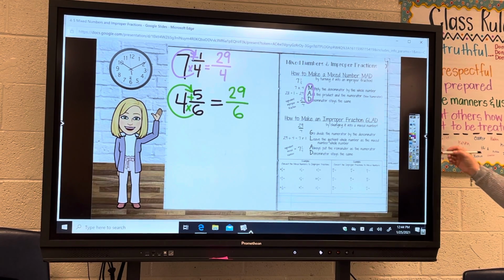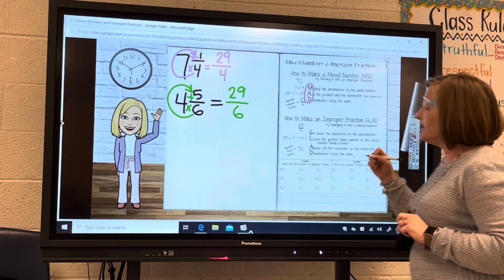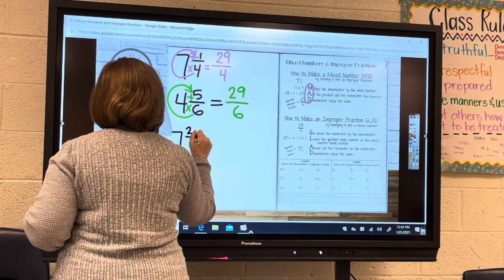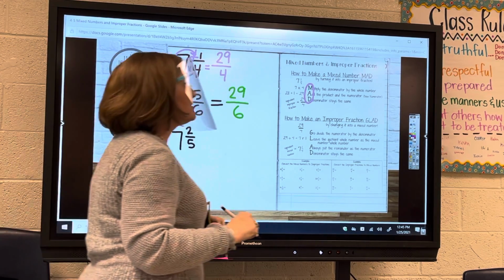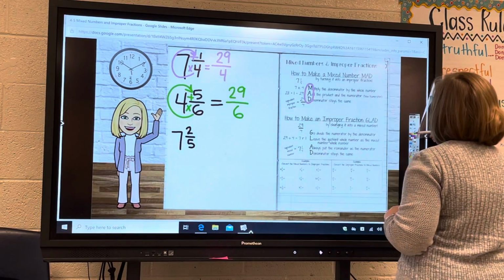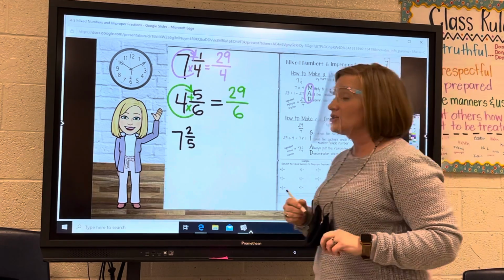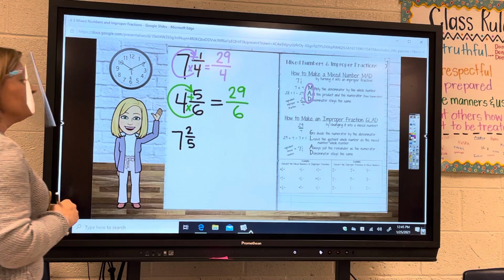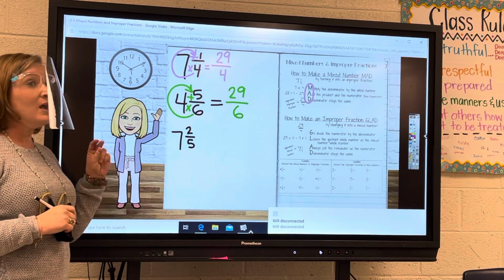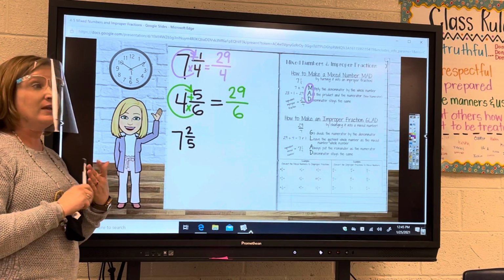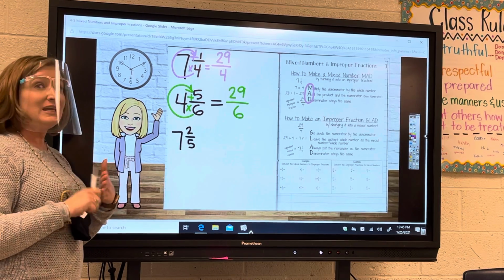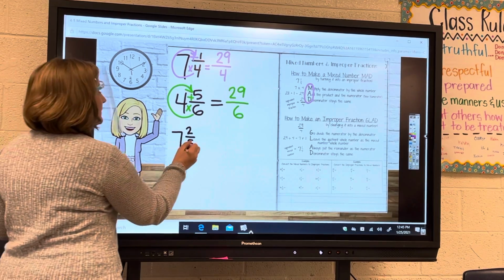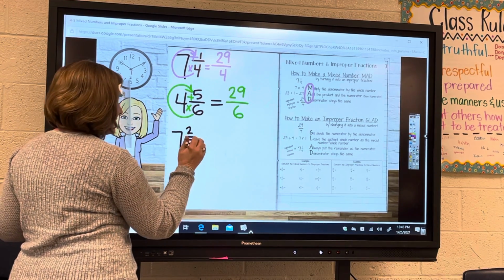So let's do the next one. We've got 7 and 2/5. If you are somebody that does not know your multiplication facts, you might want to get your multiplication chart out because that will help you. Because if you don't know them, y'all, I'm not sitting here waiting for you to count on your fingers, okay? We've got to keep going. This is a skill that you should have already mastered, the multiplication facts, that is.